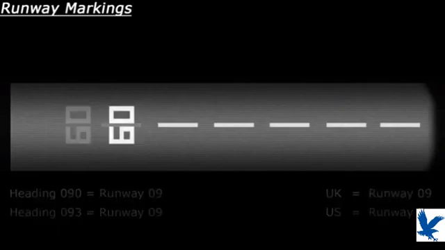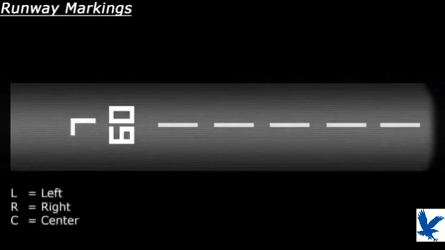At larger airports, you may have multiple runways which all face the same direction, known as parallel runways. London Heathrow Airport is a perfect example of this. Of course, you can't have two runway 09s because pilots wouldn't know which one to land on, so parallel runways are further identified by including an L or R, which stands for left and right.